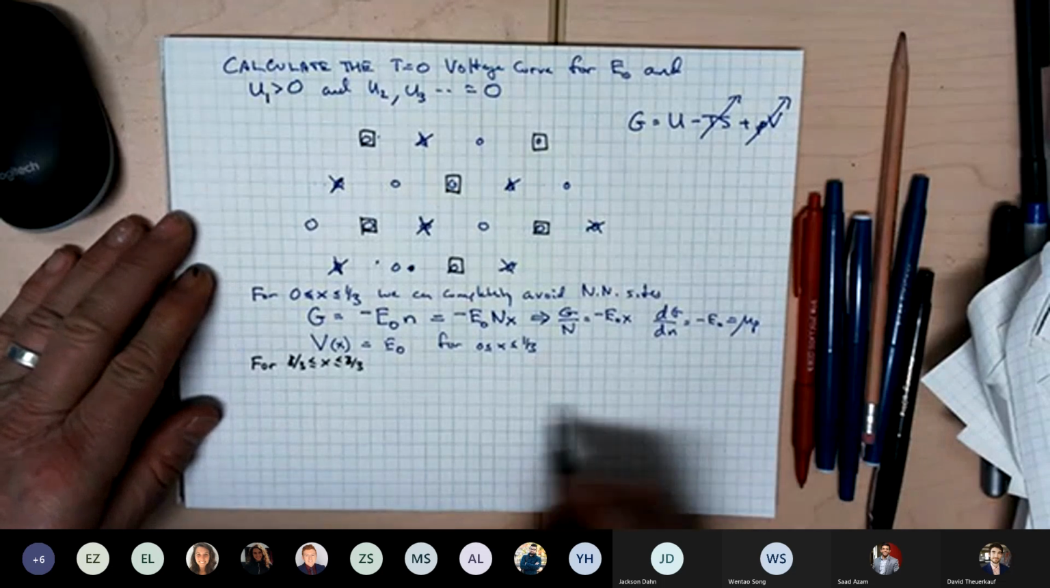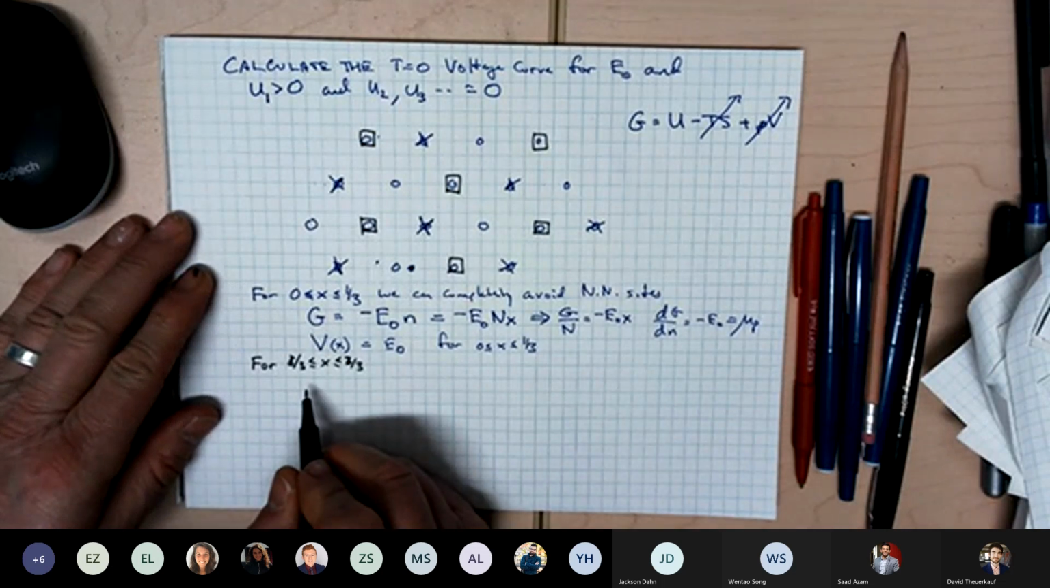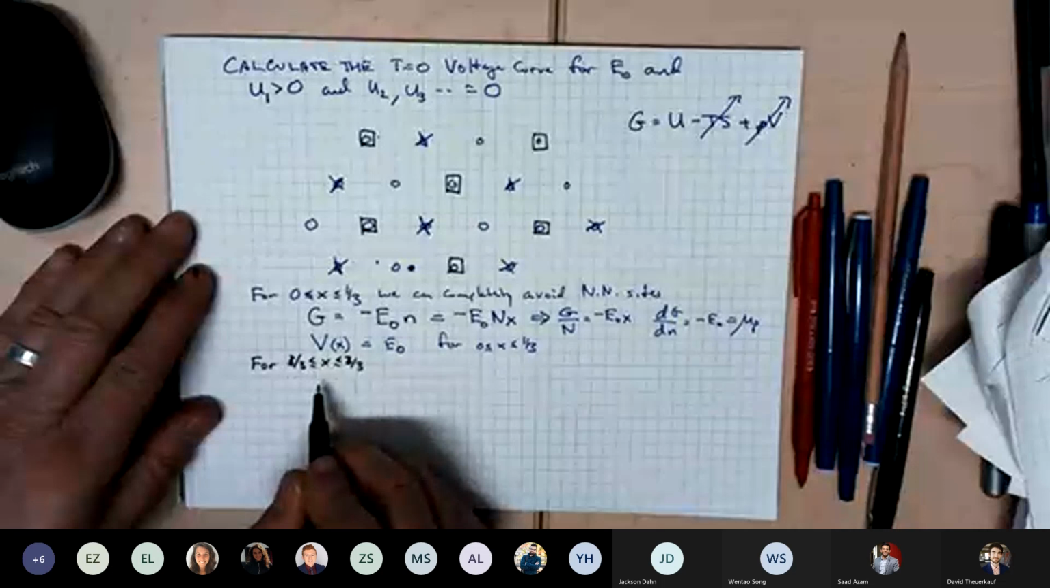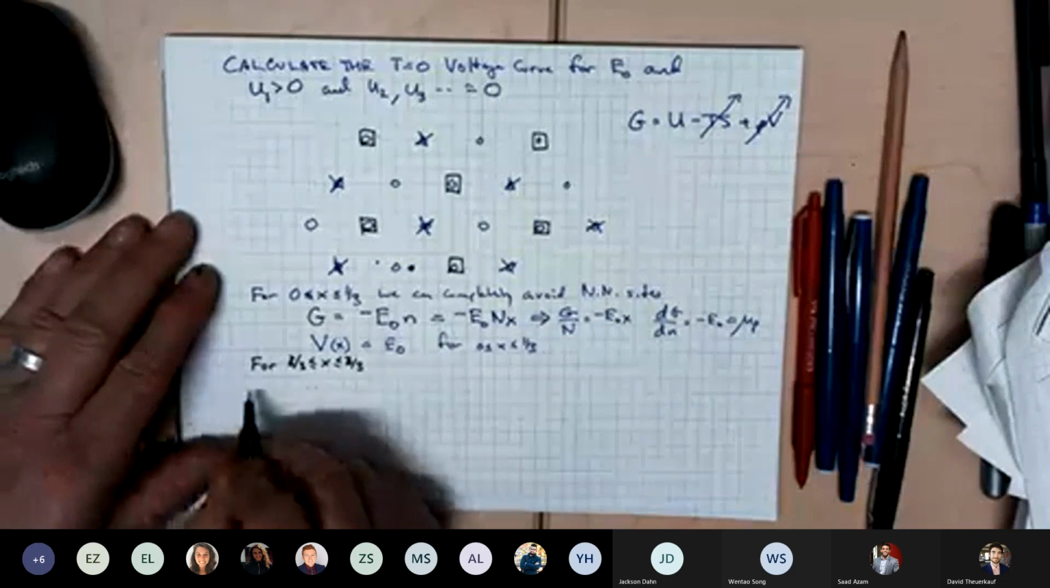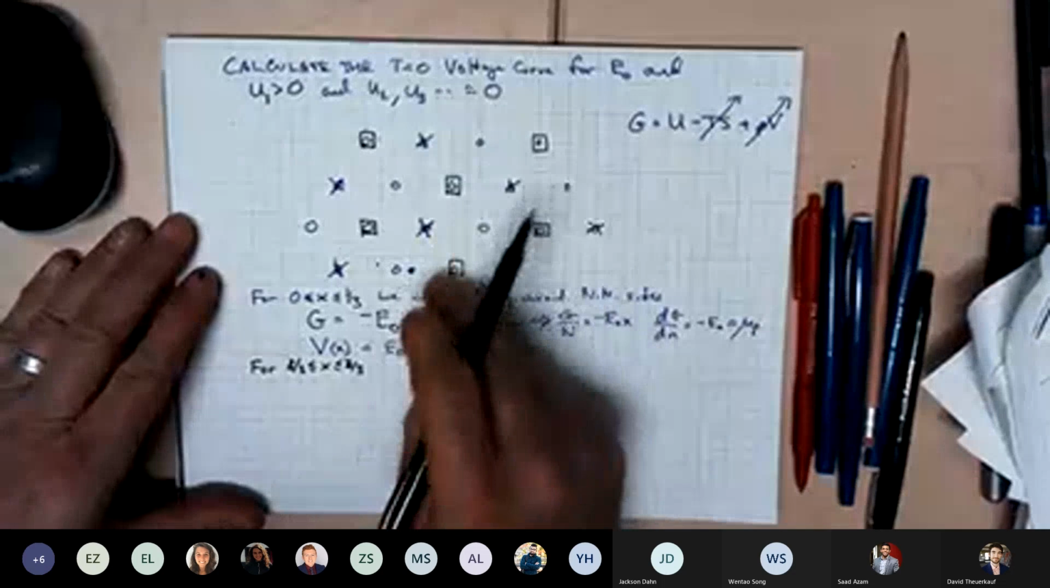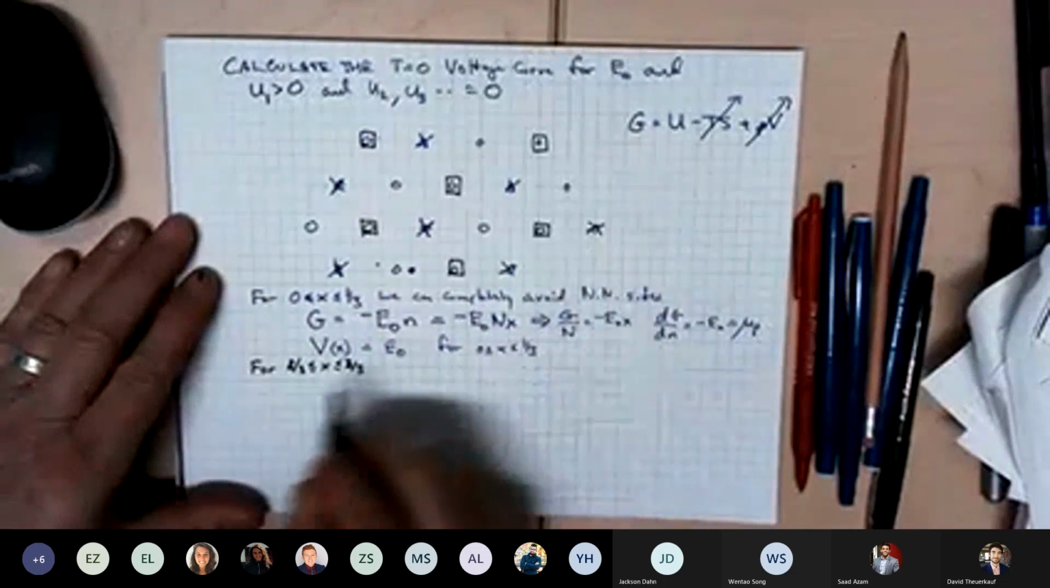Okay, so now we want to write down the free energy again for this range of x. So you've got a certain number of sites that are filled.